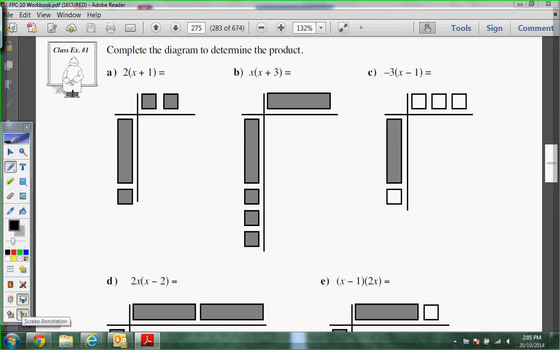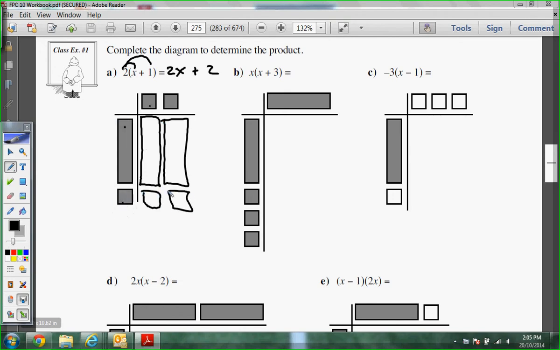So we have 2 times (x plus 1). In terms of distributing, you have 2 times x and 2 times 1, so that gives you 2x plus 2. In terms of the visual, how it works is this times this gives you one of these, and then these two give you 1 and 1. So you can see I have 2 x's and 2 units.